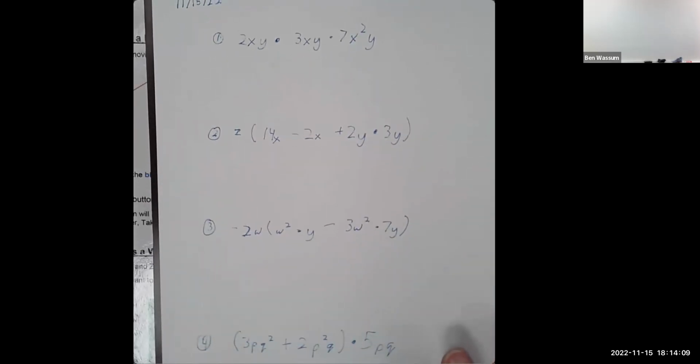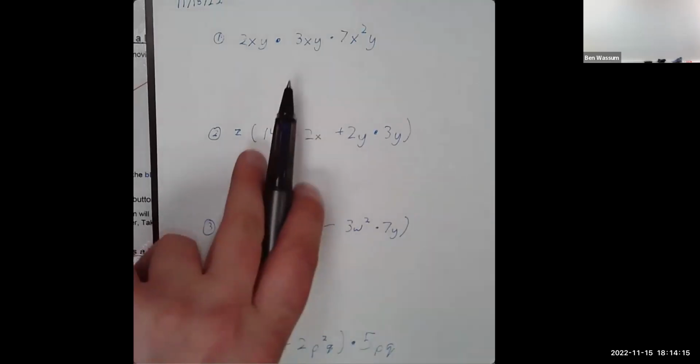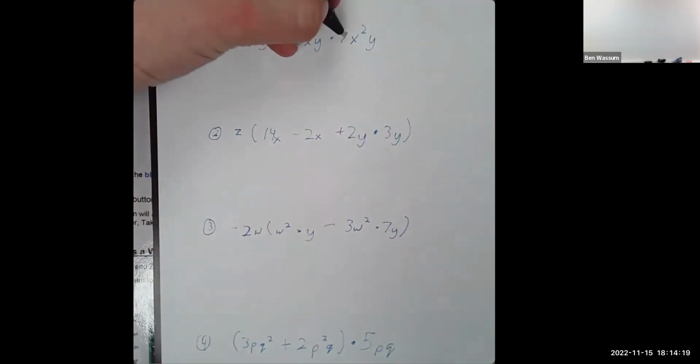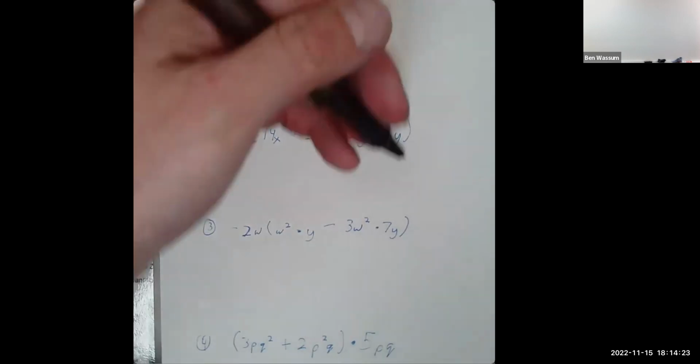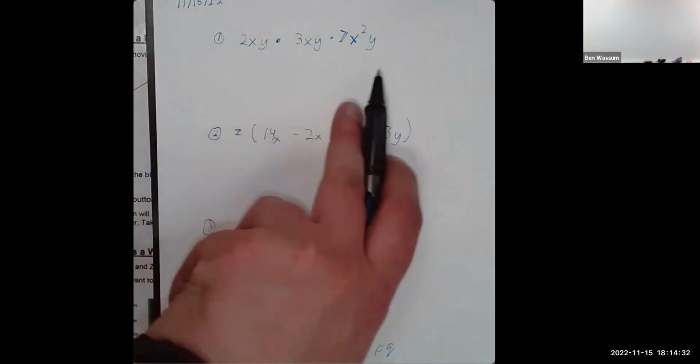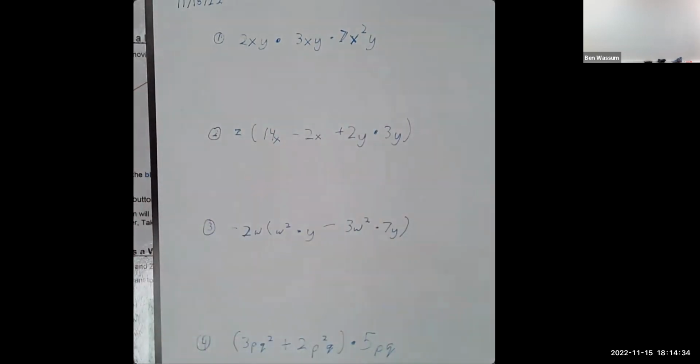All right. So, looking at this first one, what we have is a monomial times a monomial times a monomial. Remember, polynomials all have pluses and minuses separating their terms. So you might look at this and say, hey, that's a polynomial. No, it is three monomials multiplied together. Multiplication just means they're going to stack together, right?